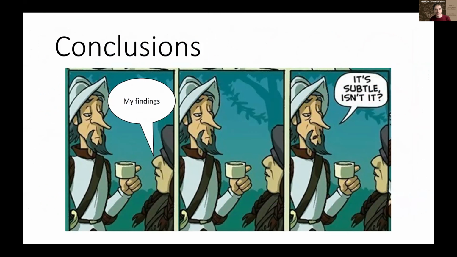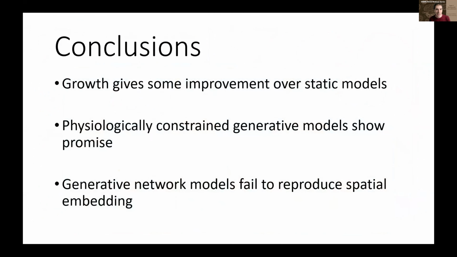So there are subtleties here to unpack. Firstly, growth does give some small improvement over static models. Again, emphasis on the small, and largely this is just because, as I said before, the model is compensating for these smaller distances. Physiologically constrained generative models show promise, particularly correlated gene expression. And again, just to reiterate, this is likely related to the idea that this is reflecting similarities in developmental time periods. And this suggests if we were to more explicitly model this idea of heterochronicity, namely that regions develop at different times and different rates, then potentially that would allow us to more accurately capture the brain's connectivity.